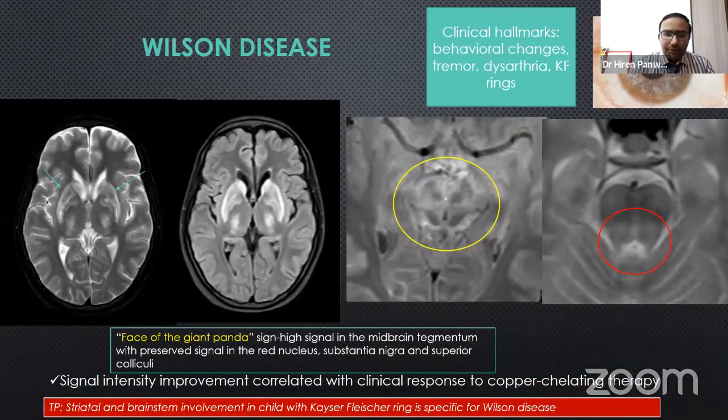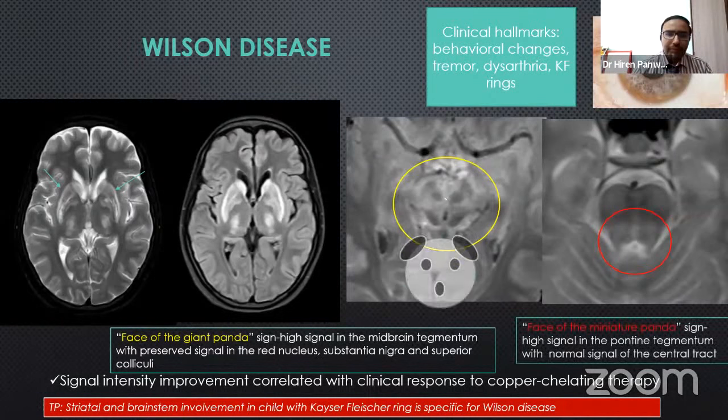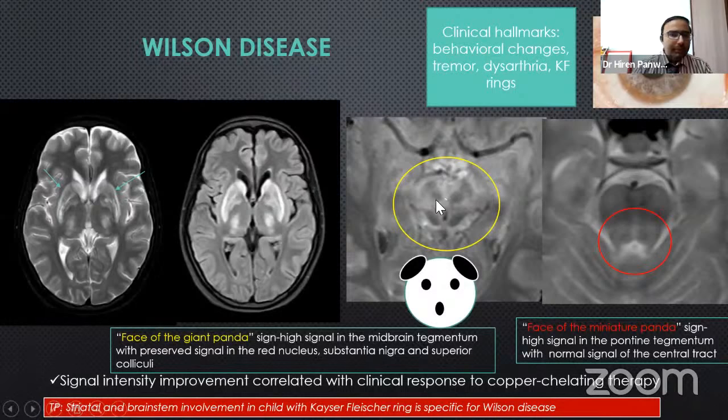Then Wilson disease, we all know Wilson disease, that if you see bilateral basal ganglia, thalami and brainstem involvement, and in the brainstem you will see the classical face of the giant panda sign, in which you will see high signal intensity in the midbrain tegmentum with sparing of the red nucleus, which gives rise to the face of the giant panda. And there is one more sign, which is called the face of the miniature panda, which is seen at the pontine tegmental level.